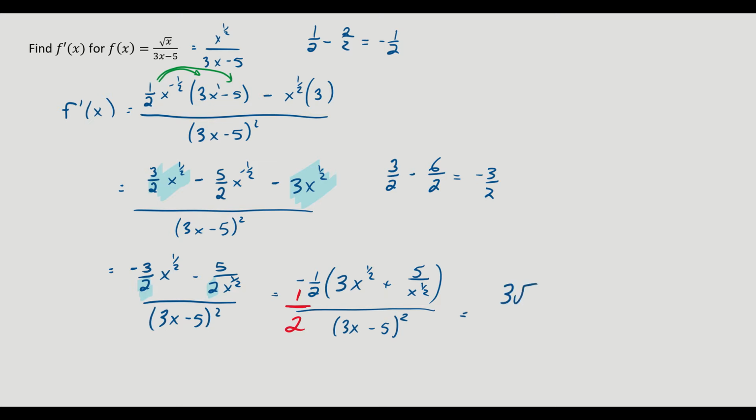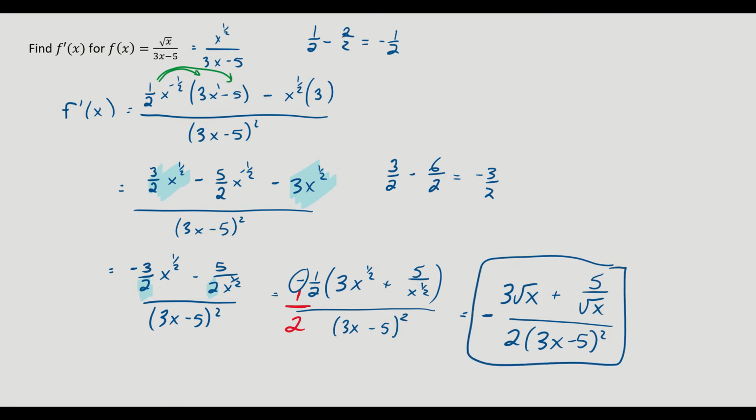So I have 3 times the square root of x, I'm going to switch back to that notation, plus 5 divided by the square root of x, divided by 2 times 3x minus 5 squared, and then don't forget about our negative, so it's a negative out front there. Okay, and there is our derivative, pretty nicely simplified. But again, if you happen to take the derivative and you leave it in this messy looking form, well, technically that's correct, that's the derivative. But it looks just a little bit cleaner if we can work it over to here.